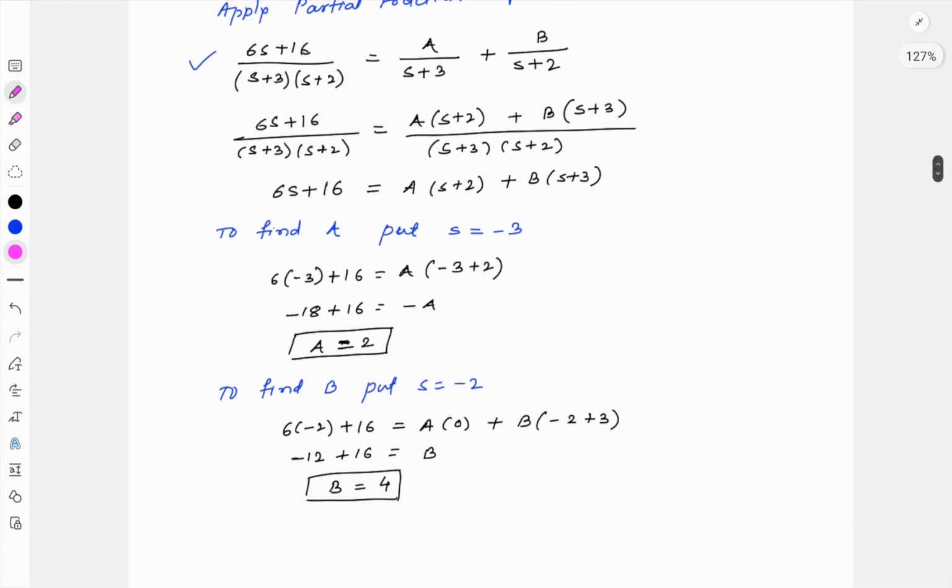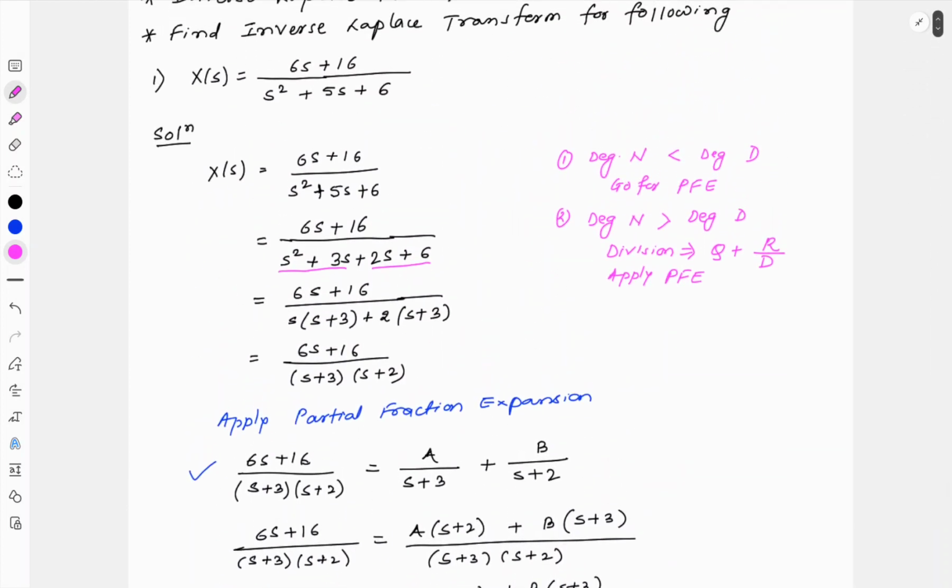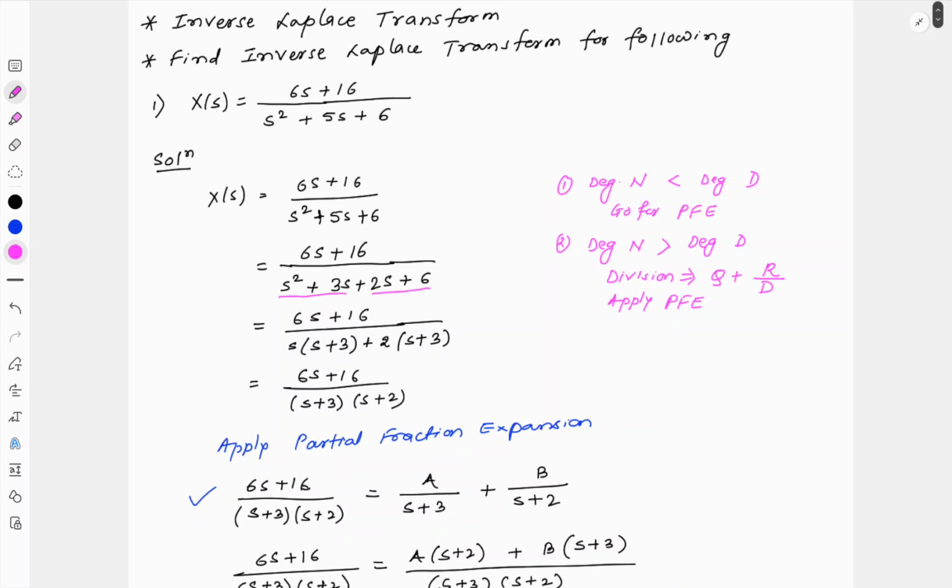So see what we have done. X of s was given and we are supposed to find out its inverse Laplace. So from x of s, look at the equation and go for partial fraction expansion. But remember, here the degree of numerator should be less than the degree of denominator. If it is not the case, if the degree of numerator polynomial is greater than or equal to the degree of denominator polynomial, always remember this: the degree of numerator should be less than the degree of denominator. Then and only then go directly for partial fraction expansion.